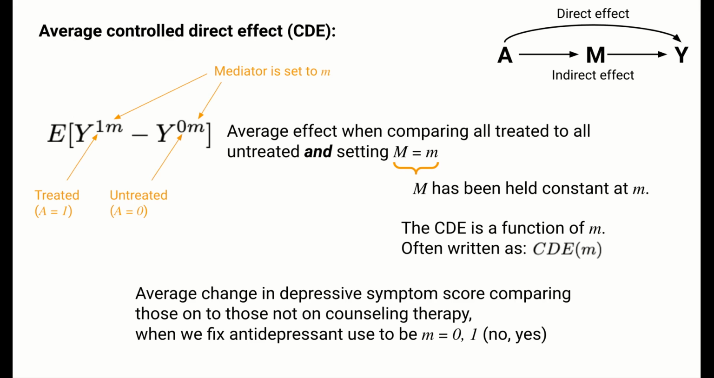In the context of our example, the CDE answers the question, when we hold antidepressant use fixed to block any effects along this indirect pathway, what is the direct effect of counseling therapy? This is a way of getting at the psychological effects of the therapy rather than the medication effects.